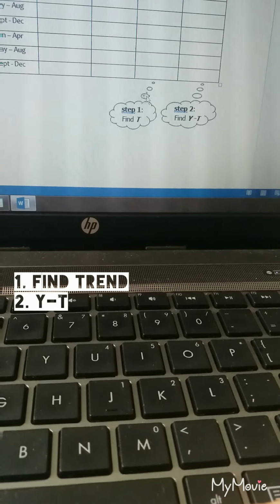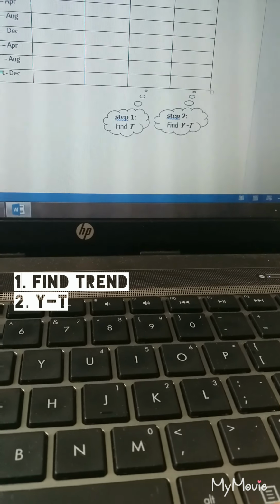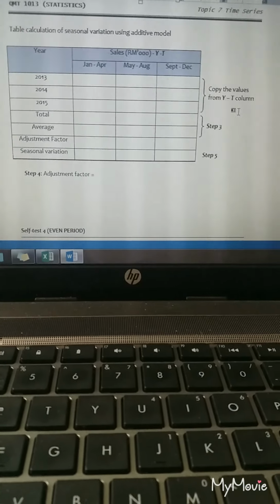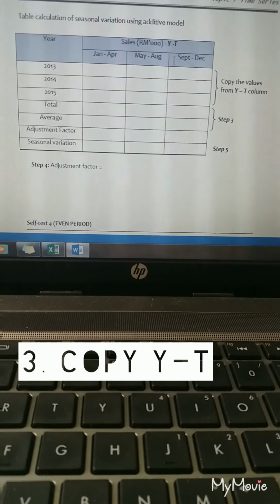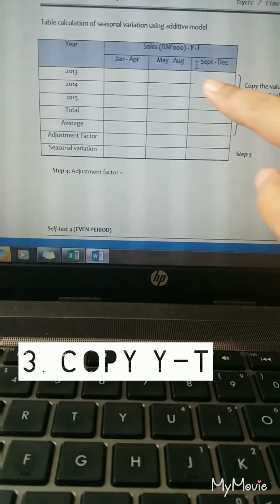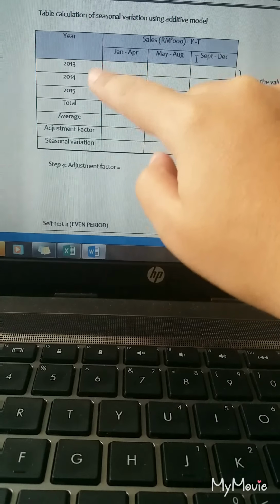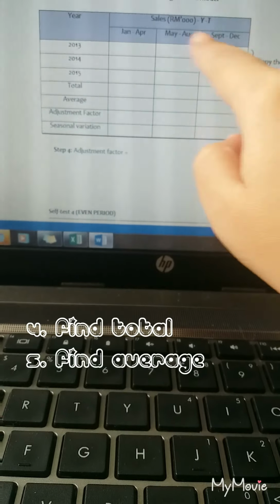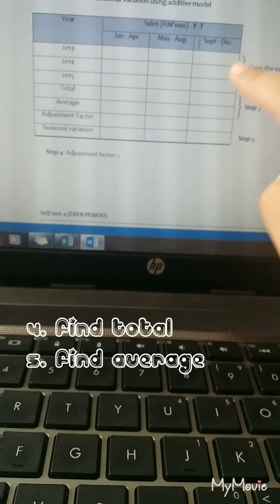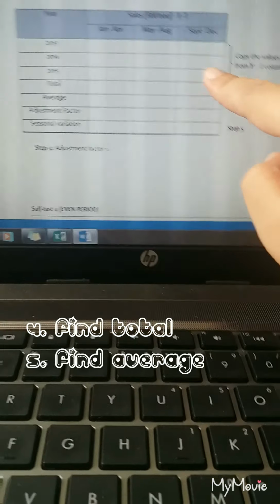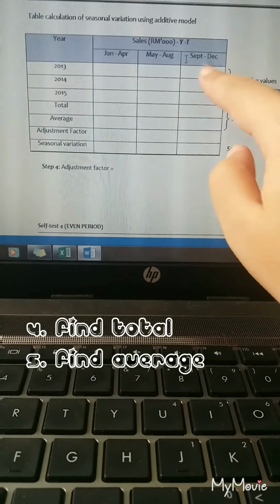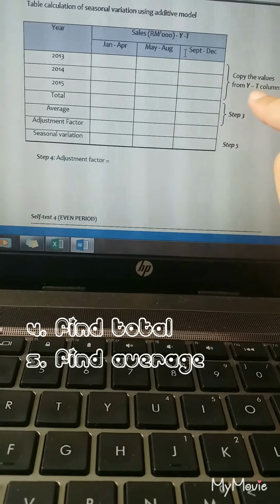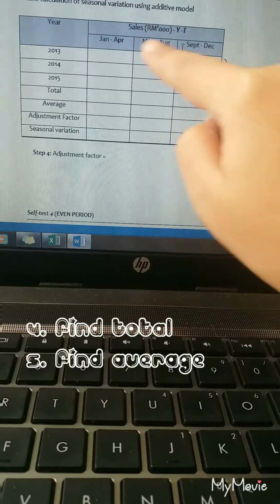So that is your first step, finding trend. The second step is to find the y minus t value, and then we are going to copy all the y minus t values into this table of seasonal variation. Look at the arrangement of the table. We have our seasons over here, and this is going to be your year. This is the second column that we had just now, and this is the first column. You are going to copy all the values of y minus t. Normally students will make the same mistake of forgetting the y minus t value. They just take the trend value and copy it over here. So remember, this is not the area for trend value. This is actually the y minus t value, the difference between the original data and the trend values.